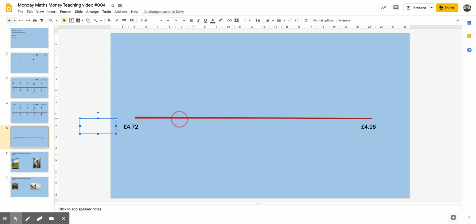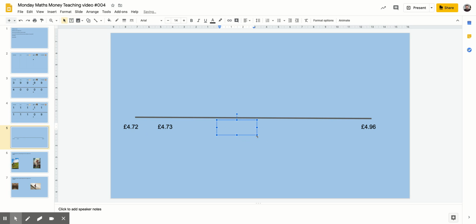So I could go for the simple option, and I could go just 1p more. I'd go £4.73. Let's find some other values to go in here. I could go £4.80 because it's not yet £4.96. I could go one less than this one, and I could say £4.95 could go into there. Let's move it along a little bit. Brilliant.